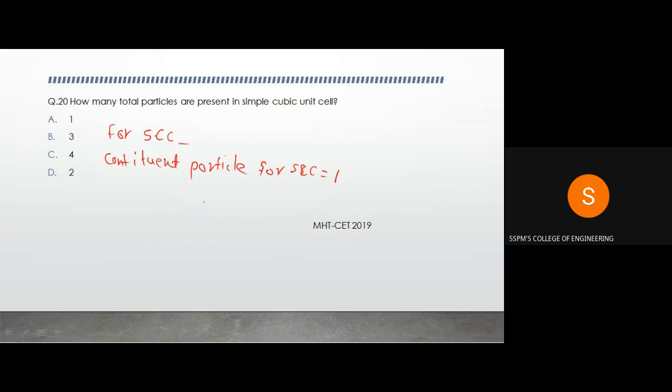Sometimes they ask for BCC. BCC is equal to constitutional particle 2, and FCC is equal to 4. These three values are important. Sometimes they ask for BCC, sometimes for FCC. I show the one chart. So remember this chart and solve questions. Crystal structure is a very important part of CET questions.